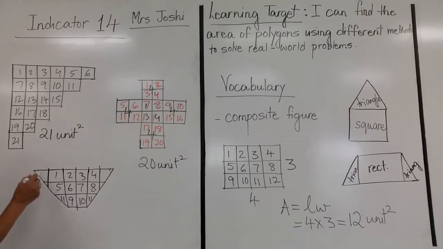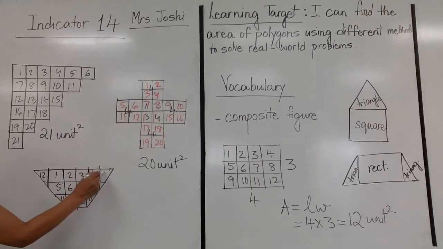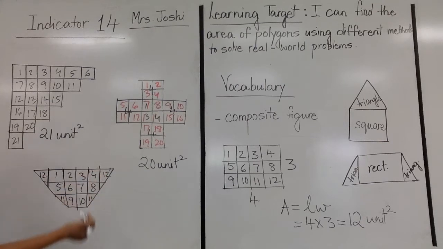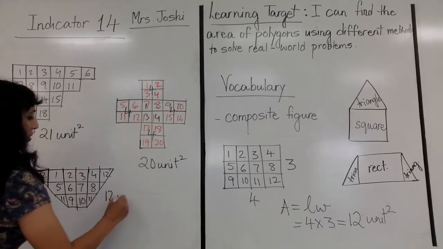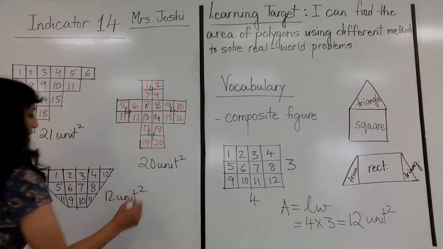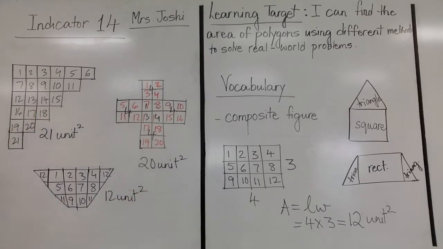I could make this one, and this could have been added here. And this one I could combine, and a little bit of this, so you would end up with about 12 unit squared. Okay, so this is how.